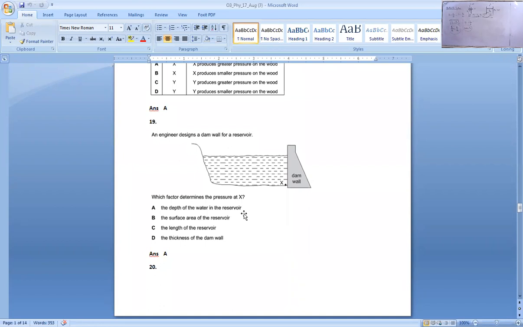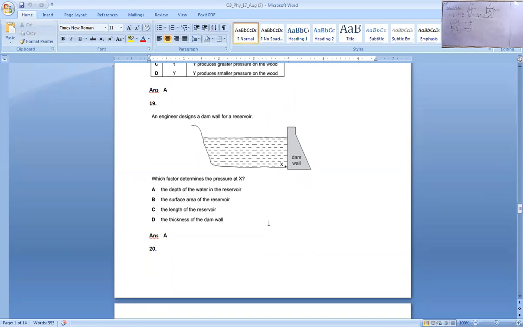Number 19, an engineer designs a dam wall for a reservoir. Which factor determines the pressure at X? The pressure is due to liquid or water, and its pressure depends on rho g h. It depends on density. Density of the water, we can suppose it's same everywhere. Value of g is almost same. The only thing is the depth. Depth determines the pressure here. So my option is A, depth of the water in the reservoir, because the rest of the quantities are constant.